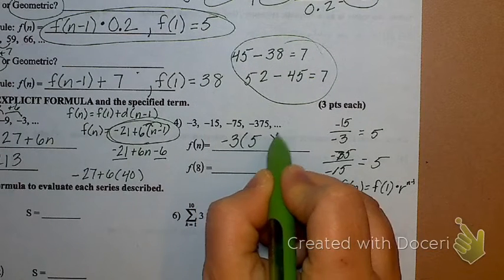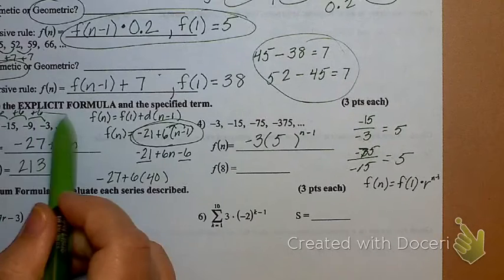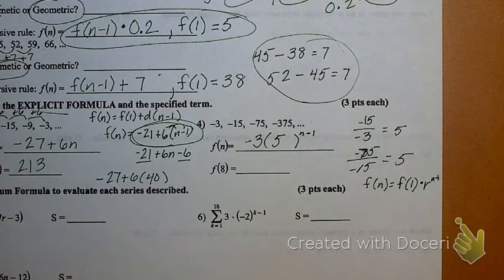No. To the n minus 1. That's my formula. Do I need to include f of 1 here, by the way? Why not? It's not recursive. When it's explicit, I do not need to include f of 1, only when it's recursive.